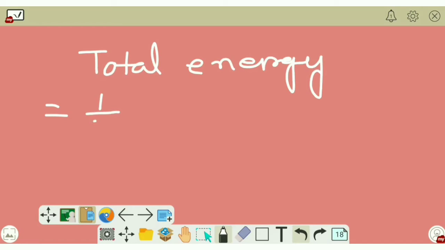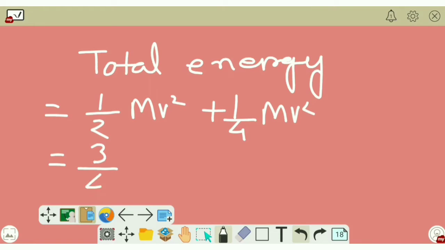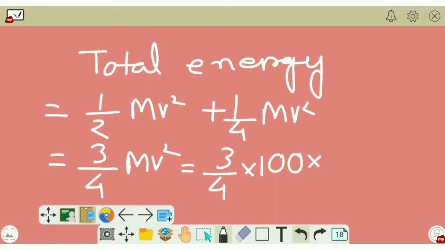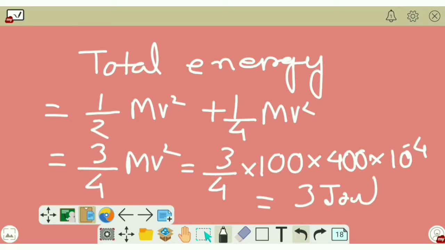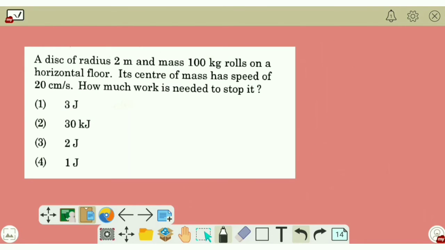So the total energy of the system is equal to half mv square plus 1 by 4 mv square. So it becomes 3 by 4 mv square. So put the values: 3 by 4 into 100 into v square, that is 400 into 10 to the power minus 4, as this was in cm per second. So the answer is 3 joule. So that much work has to be done to the system to stop it. So option 1 is correct.